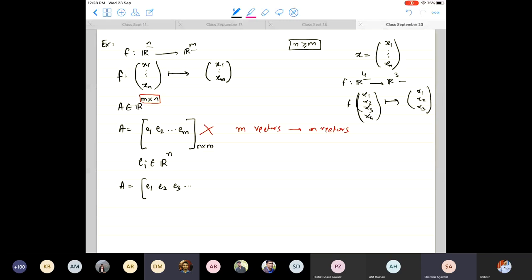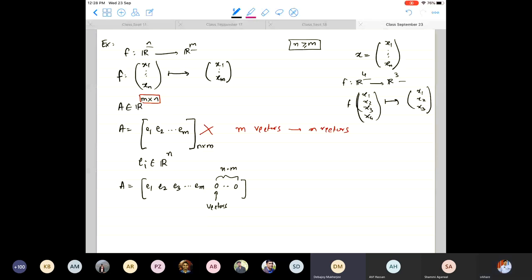We can write up to E1 to EM and the rest are all zeros. Then the rest are all 0. So these are 0 vectors, right? You are talking of these zeros as 0 vectors. How many of these? N minus M. What is the size of this matrix now?